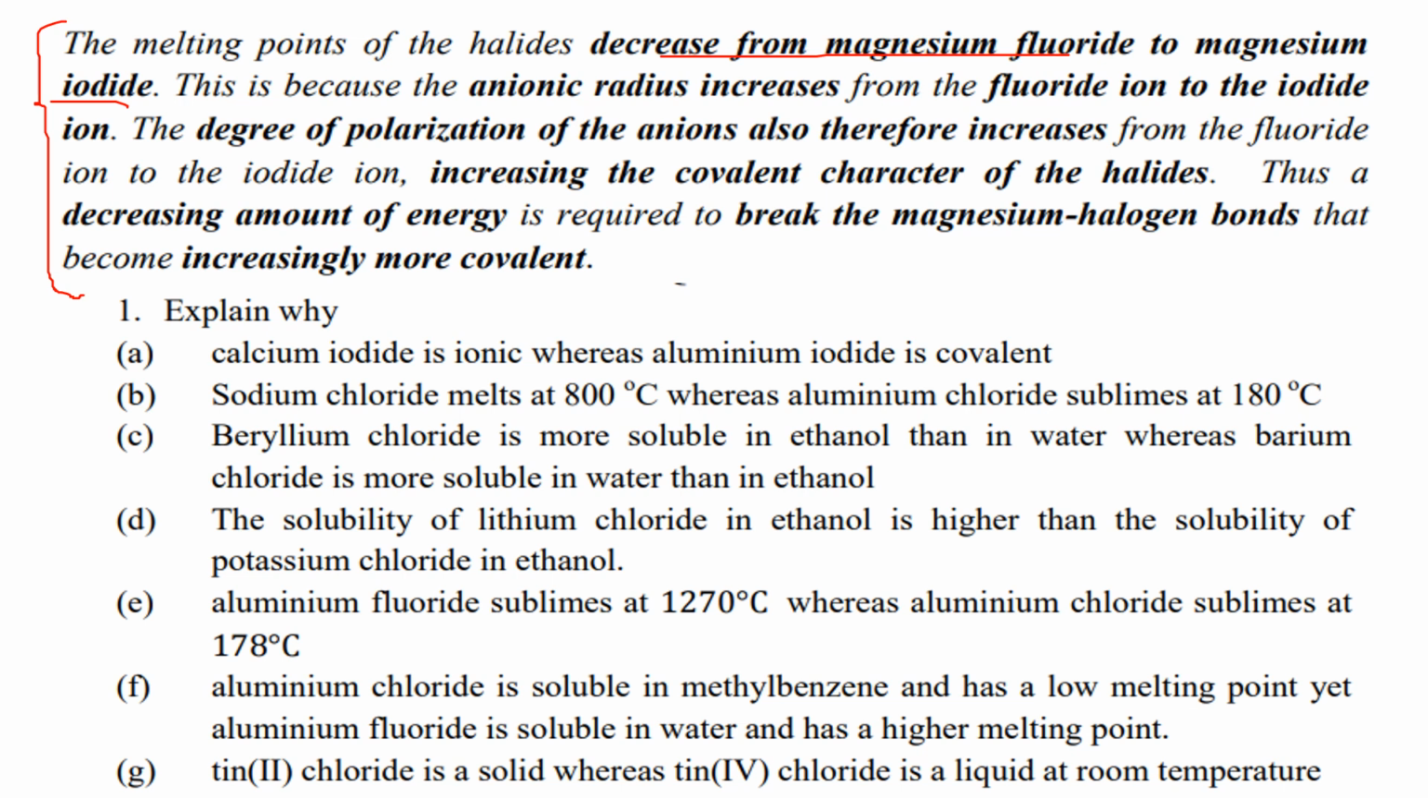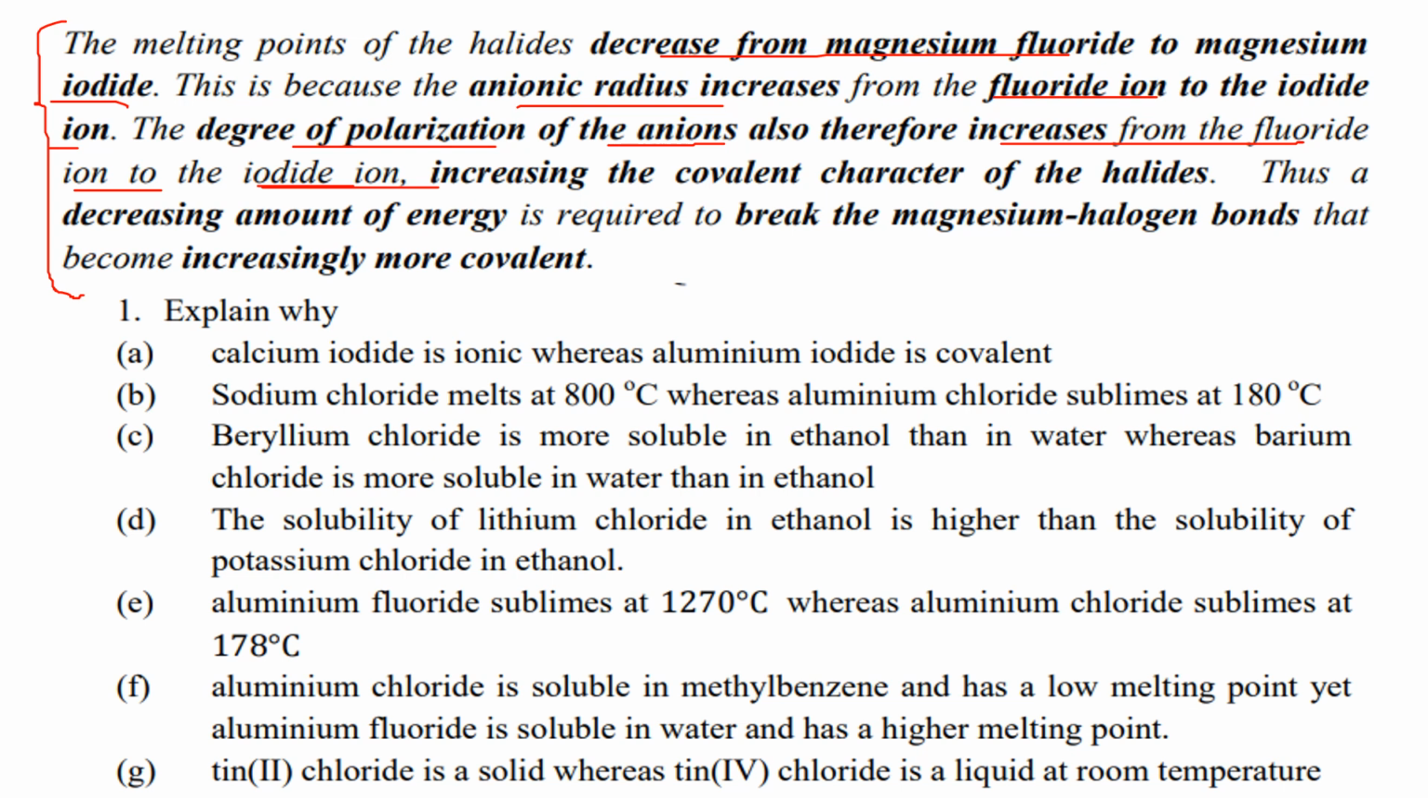And we'll continue with the explanation by saying that this is because the ionic radius is going to be increasing from the fluoride ion to the iodide ion, which are present in the respective magnesium halides. And we say that the degree of polarization of the anions is therefore going to increase from the fluoride ion to the iodide ion. That means that the fluoride ion is going to be less polarized as compared to the iodide ion. The iodide ion is going to be the one which is most polarized, since it has the largest ionic radius as compared to the fluoride ion.